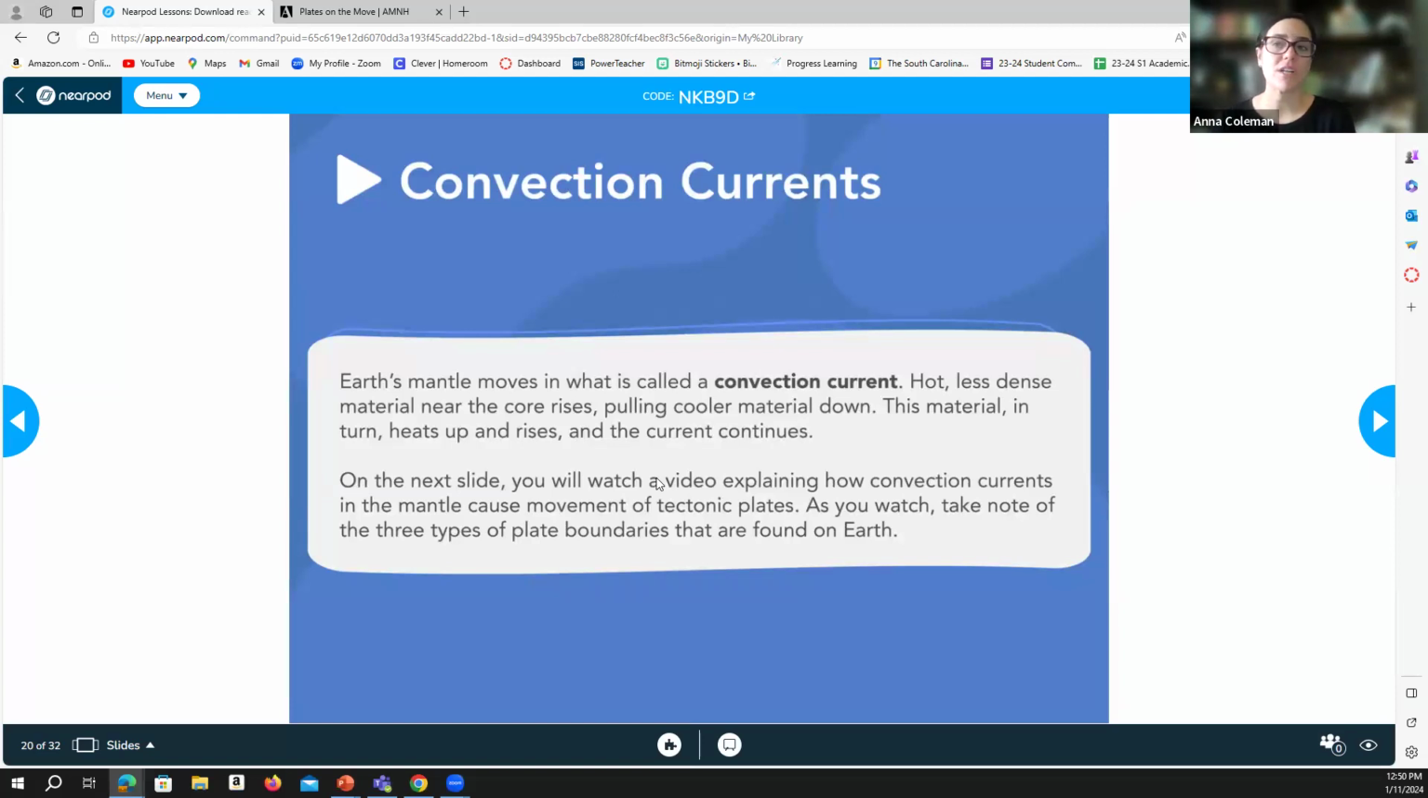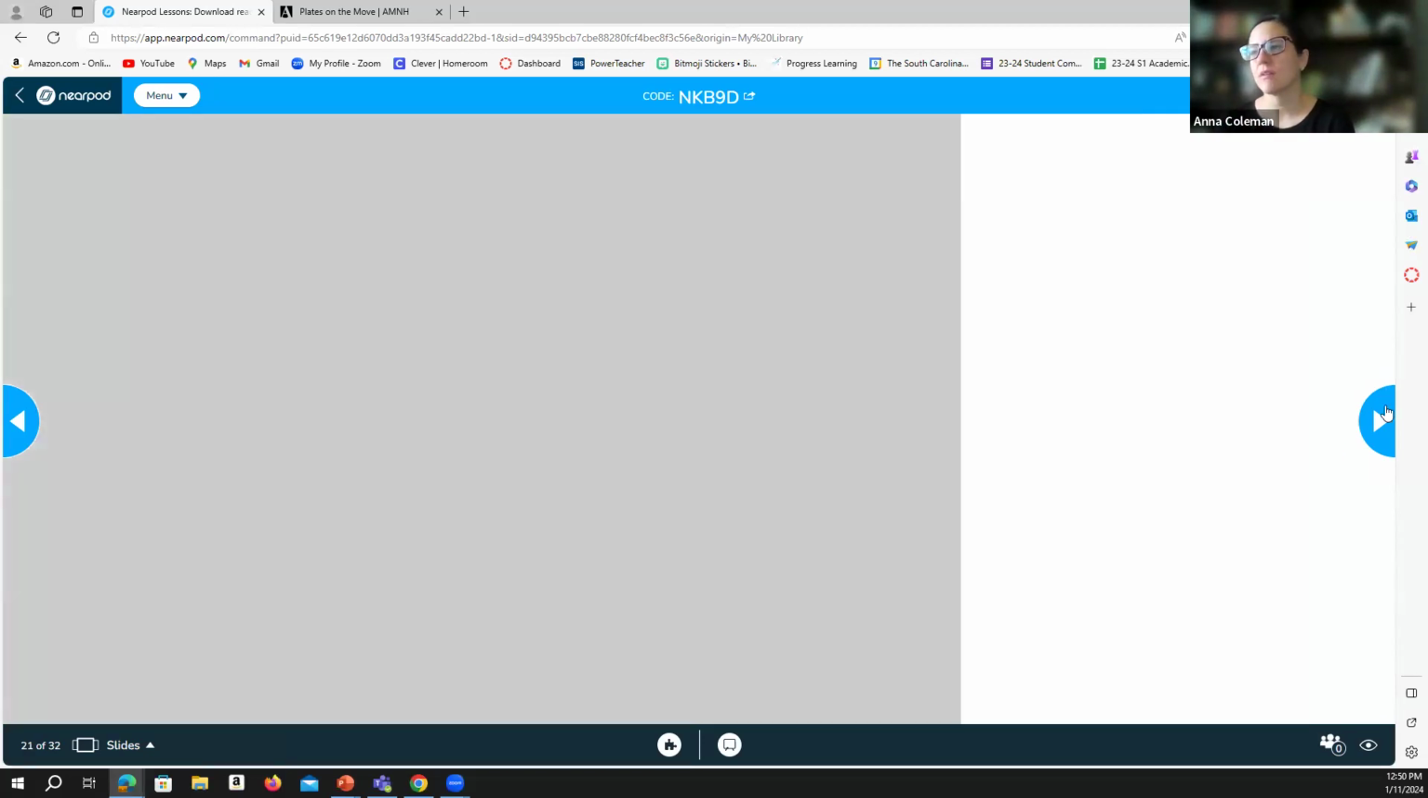So in the next slide, you're going to watch a video explaining how those convection currents in the mantle cause movement of those plates. As you watch, I want you guys to take note of the 3 types of plate boundaries that are found on the Earth. So 3 types of plate boundaries, okay?